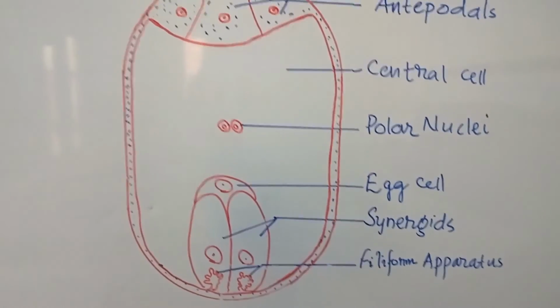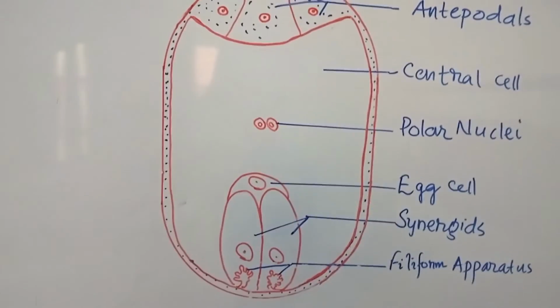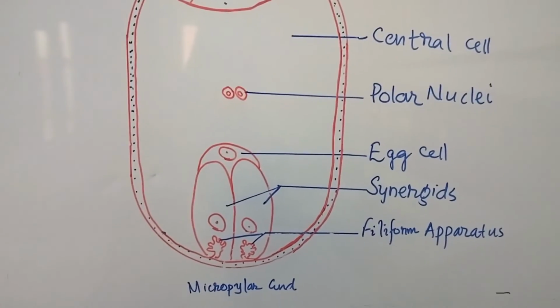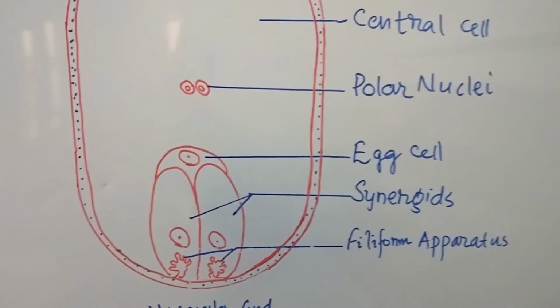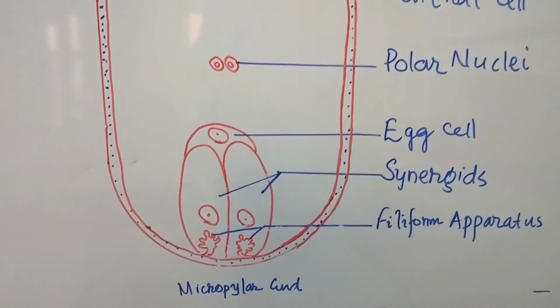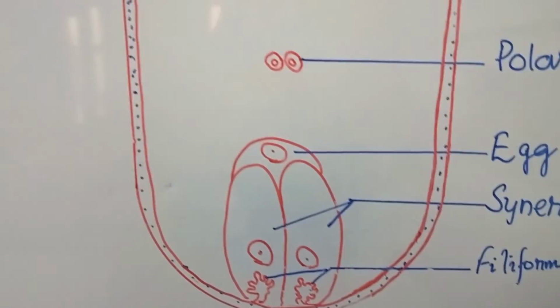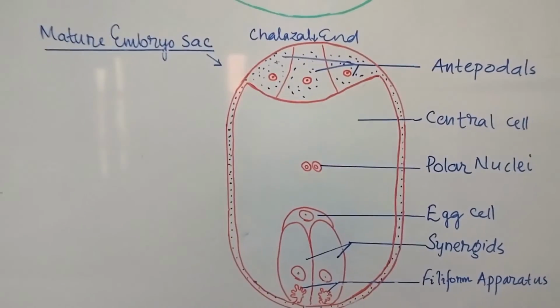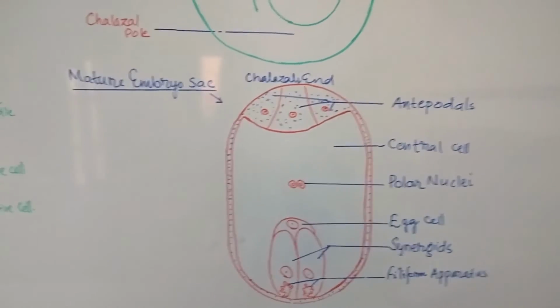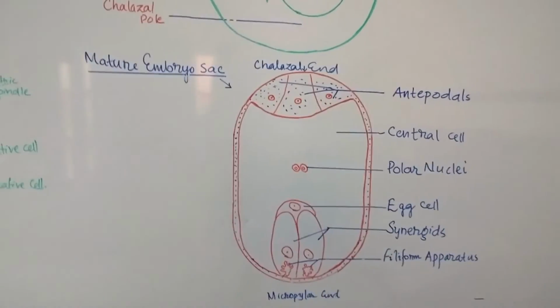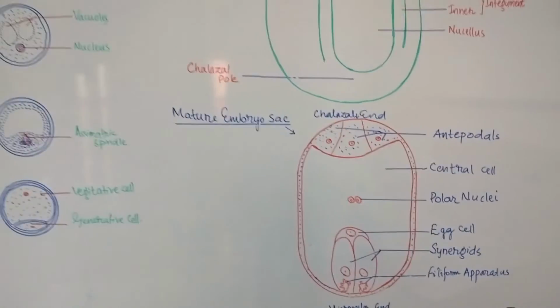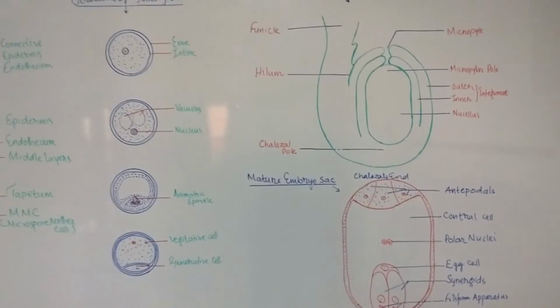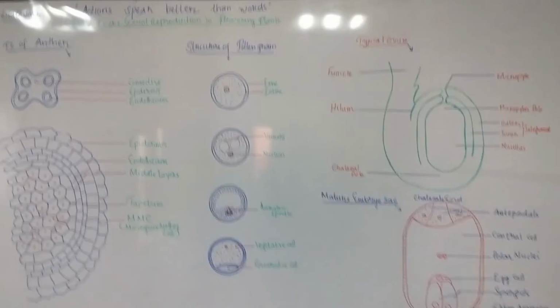Coming to the lower region or the micropylar end, here we have 3 cells, with the egg cell in the center and 2 synergids with the filiform apparatus, which will be receiving the pollen tube. Okay, the male gametes will be entering into this for double fertilization. So this is the important diagram-based explanation for the chapter.